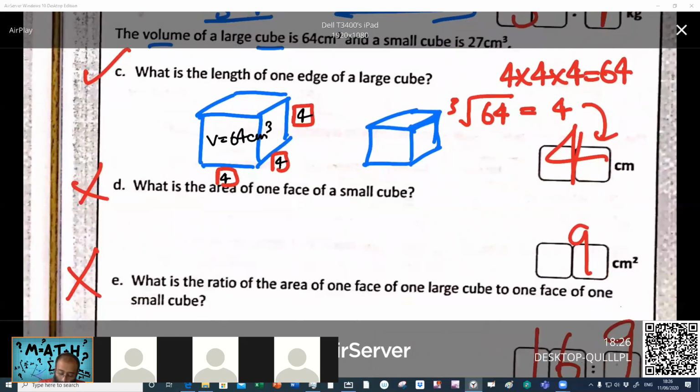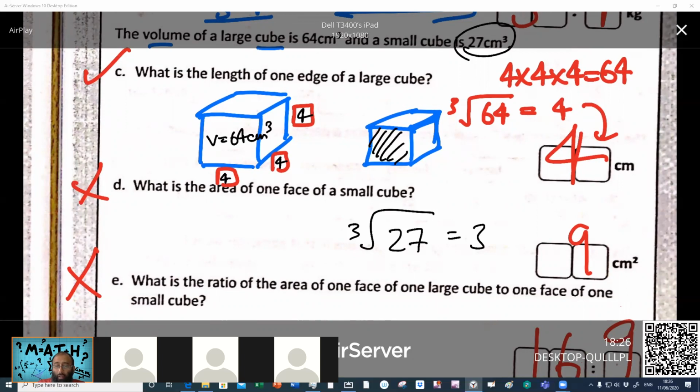What is the area of one face of the small cube? Well, the small cube's over here. For the small cube, you've got to do the same thing. So you've got to do 27 and cube root it. So what number multiplied by itself 3 times will give you 27? 9. The answer is 9. 3. You answered the wrong question. You answered the area question, and the question I'm asking is 3. So this is 3, this is 3, and this is 3. And when they're all 3, that gives us a volume of 27.